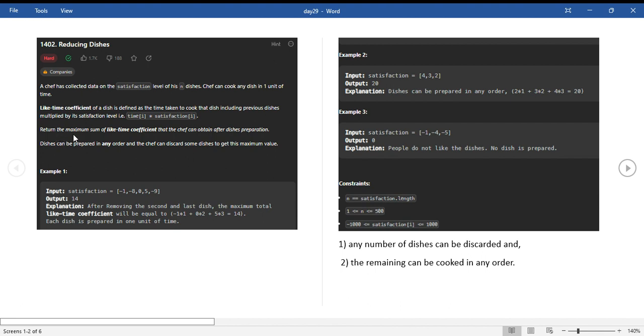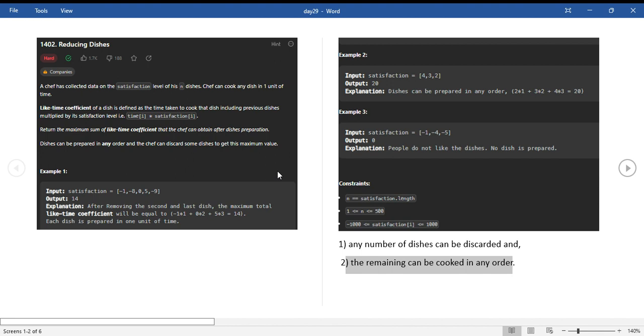Return the maximum sum of all like-time coefficients that the chef can obtain after dish preparation. Dishes can be prepared in any order, and the chef can discard some dishes to get the maximum value. So these two things you have to always keep in mind. Any number of dishes can be discarded, and the remaining dishes can be cooked in any order.